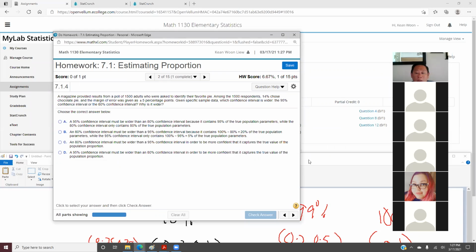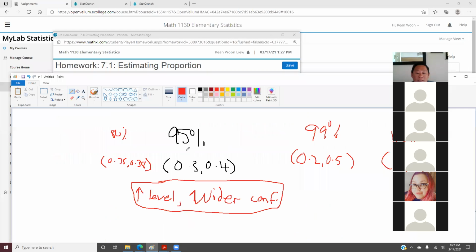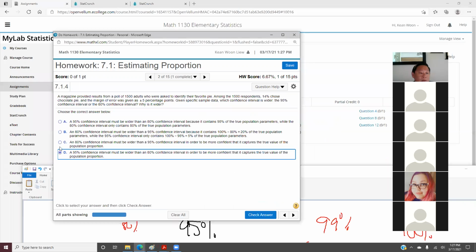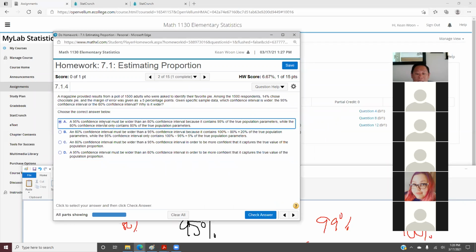Again, the conclusion is that if your level is getting up, say 95, which one is bigger? So 95% is wider than 80. So it's either A or D here, because it contains 95% of the truth, while the 80% does not. Yep, so this is the right one.